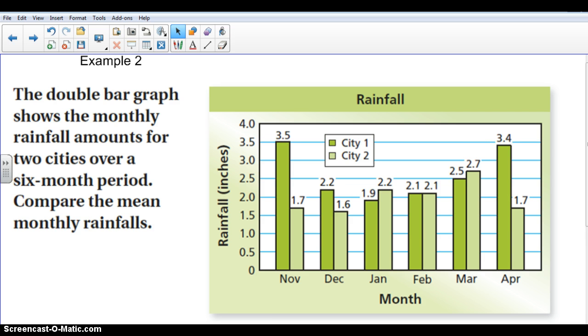Okay, for the next part, I need you to figure out the problems on your own for numbers 1 and 2. Please pause the video and come back for your answers. Your answer for number 1 is 57. Your answer for number 2 is 7.5.